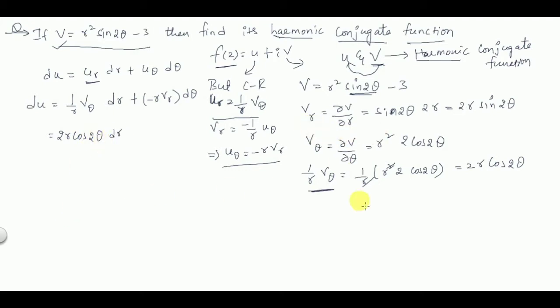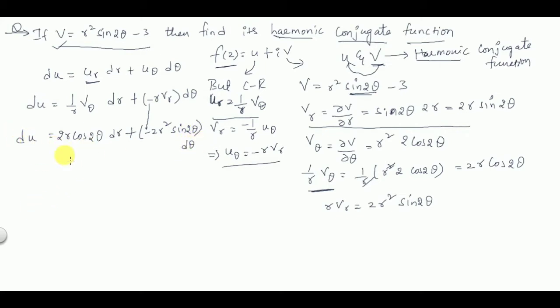We need r into v_r. So from this equation, r into v_r is 2r square sine 2 theta. It will be minus 2r square sine 2 theta d theta, because it is a minus sign, so I am writing the same minus sign here. So this is your du.